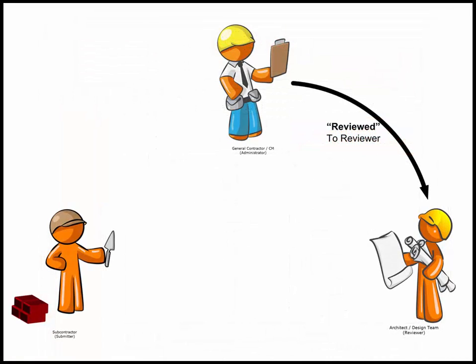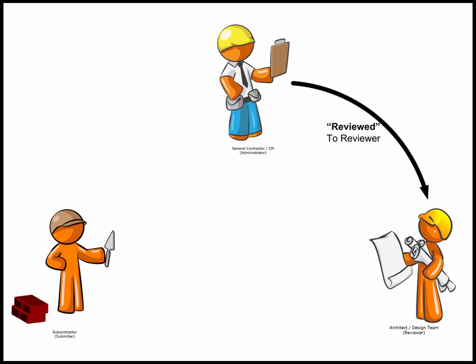Once the stamp and cover page process has been completed, the general contractor or construction manager will send a notification to the appropriate design team member so that they can begin to conduct their review. When the design team member receives a notification, they can quickly begin the review process.